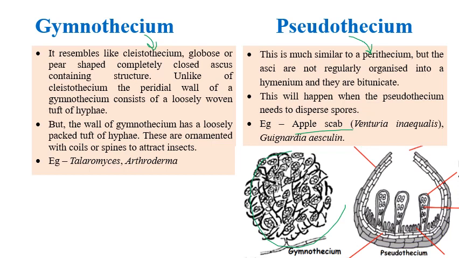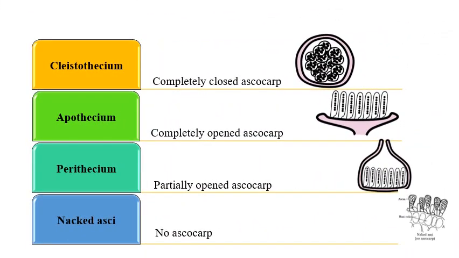But you just consider four things: cleistothecium, apothecium, perithecium, and naked ascus. These are the four things, very, very important. Let me go once again. Cleistothecium, completely closed ascocarp. Apothecium, completely opened ascocarp. Perithecium, a partially opened ascocarp with a narrow slit or mouth called an ostiole. And naked ascus, no ascocarp.